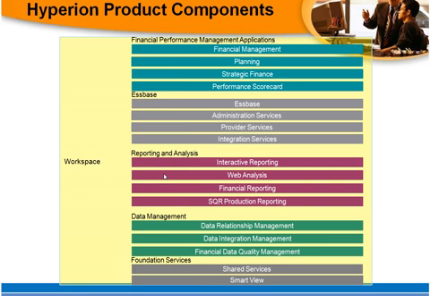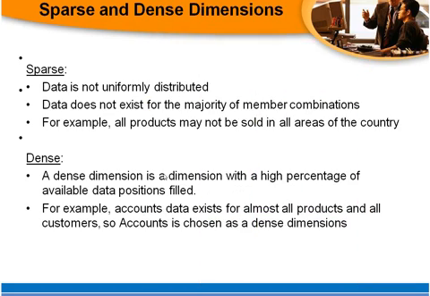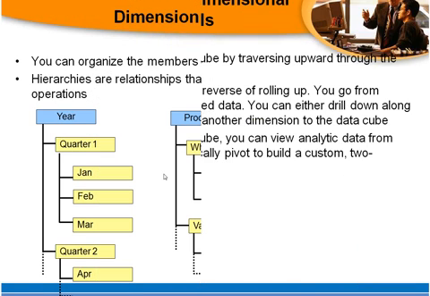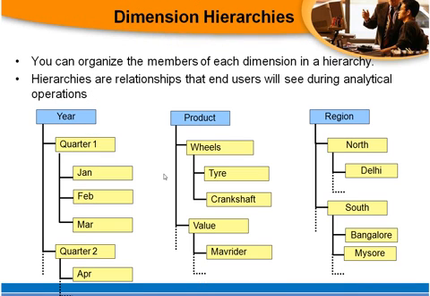Before Hyperion Essbase came into the picture, we stored the data in an RDBMS, where it has tables, and a table contains rows and columns. Now, using multidimensionality, we store the information in a hierarchy. I just want to show you one sample hierarchy. What is a hierarchy? You can see year is a hierarchy, product is a hierarchy, and region is a hierarchy.